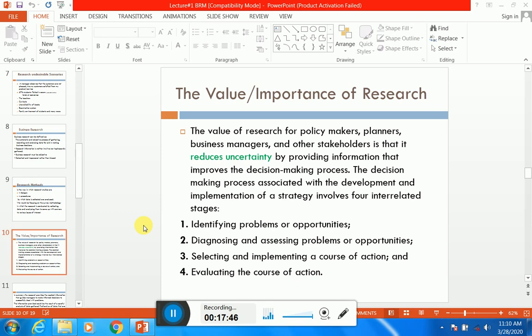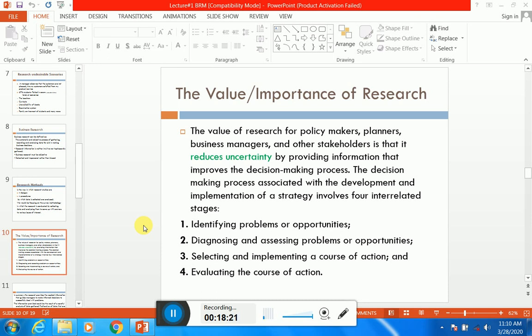For managers, research is important because when they do research, they reduce the amount of uncertainty. It means that when things are properly investigated, the uncertainty is reduced and things move toward a state of certainty. The second thing is that when managers do proper research, they are able to make good decisions, or follow good decision-making processes, in the organization.